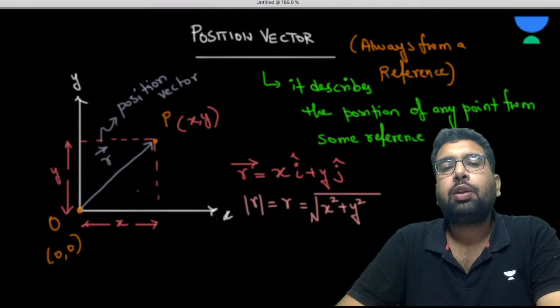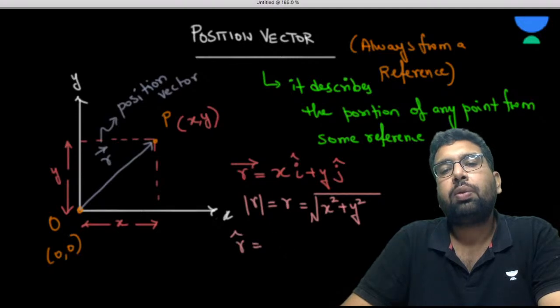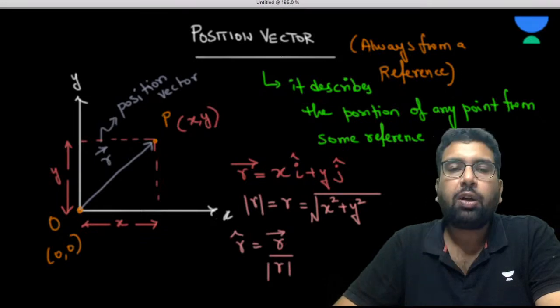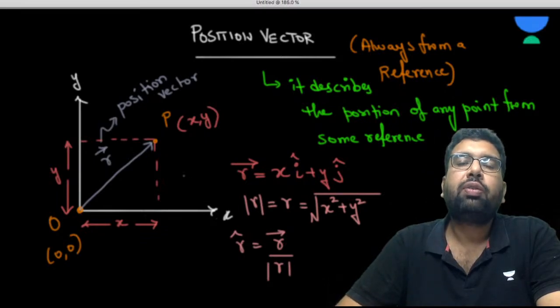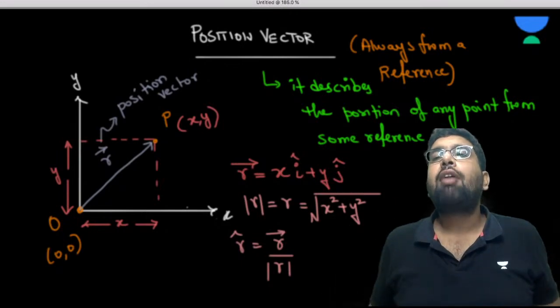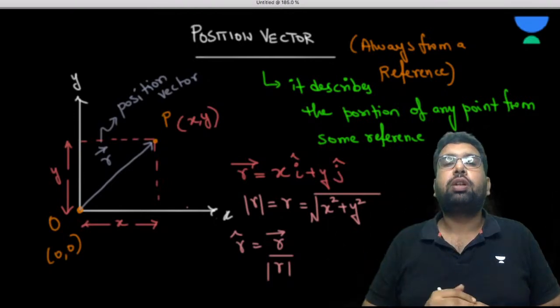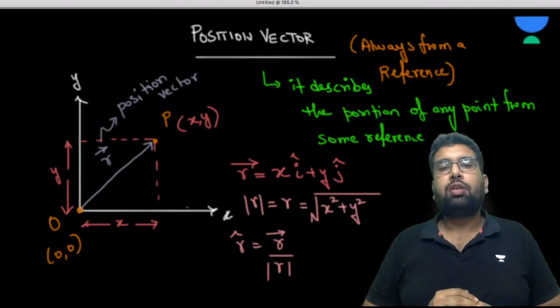Now, if I ask you, what is the direction of this vector? So the direction is going to be r vector upon mod of r. Okay, mod of r. So see, if you have the coordinate of some point, you can find the position vector. Then you can have the magnitude of that position vector as well as the direction of this position vector.